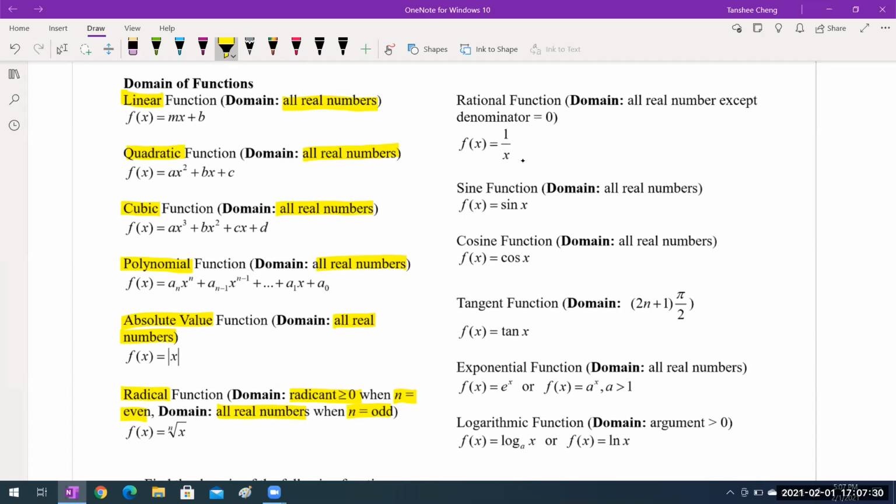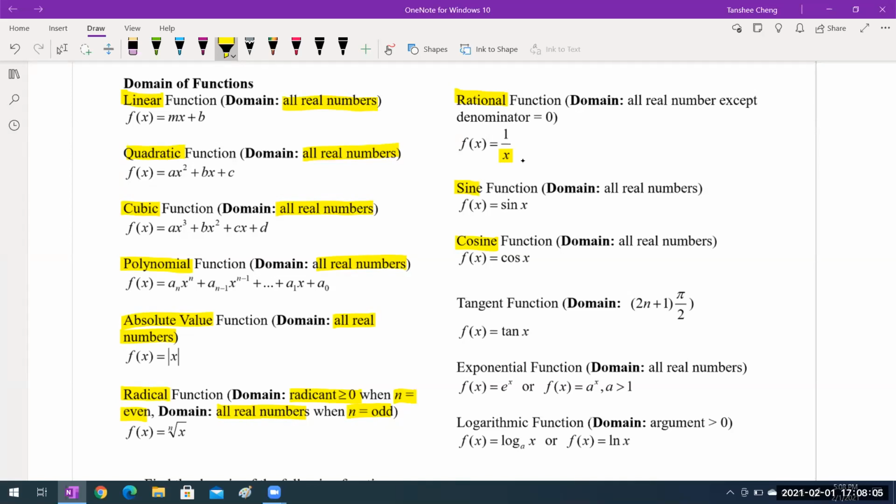Rational functions are fractions. The main thing you need to focus on is that the denominator cannot be equal to 0. So we can look for the values that make the denominator 0, and then discard all of those input values from the domain. And lastly, the trigonometric functions: for sine and cosine, the domain is all real numbers. Those are straightforward ones.